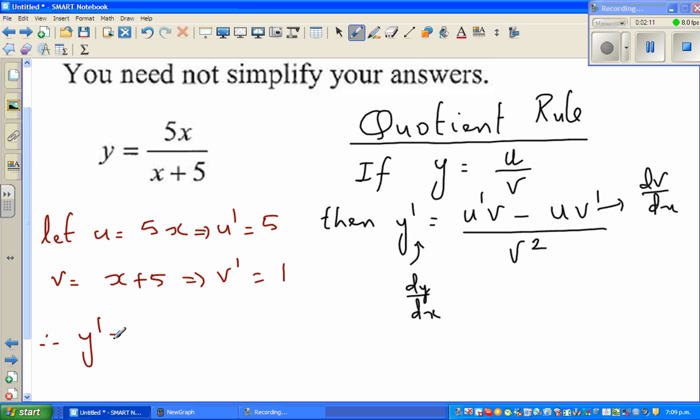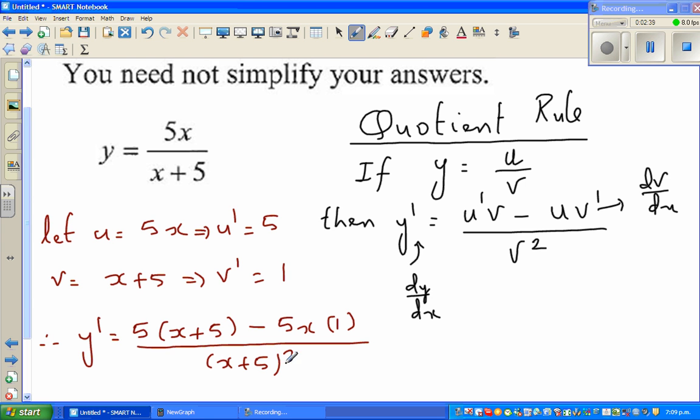Therefore y prime, let us apply the formula: u dash is 5 times v, and v is x plus 5. You have to be super careful of not making any mistakes. Minus u, which is 5x, times v dash. What's v dash? v dash is 1, over v squared. Your v is x plus 5, so it's x plus 5 squared.